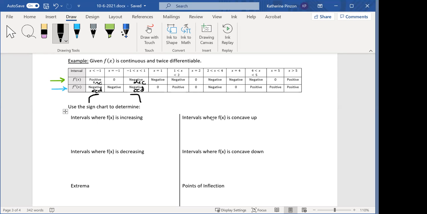It says, use the sign chart to determine the intervals where the function is increasing. So where is my function increasing and what do I look at to know that? My function is increasing when f prime is positive. So which intervals is my function increasing? From -infinity until -1 and from 5 to +infinity. We looked for f prime positive.